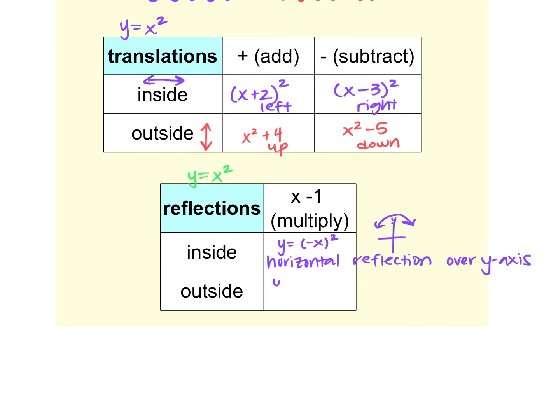If that negative is on the outside, it would look like this. It's going to come in front. That multiply coefficient is going to happen first, negative x squared. This is going to be a vertical reflection. The vertical reflection is going to be up and down. This is going to happen over the x-axis.